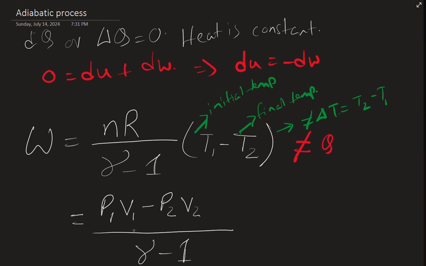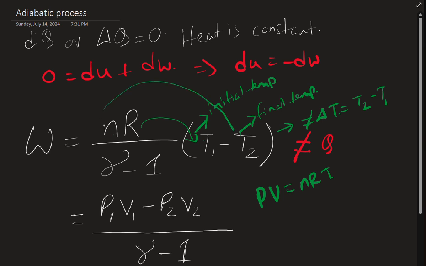Another formula. To derive this formula, we use the formula from chemistry, the ideal gas formula, PV is equal to nRT. Now, as you can see, nR, and if we remove the brackets, then nRT1 and nRT2. From that, we have P1V1 minus P2V2 over gamma minus 1. It's the same formula, but just written differently with different values. That's adiabatic.